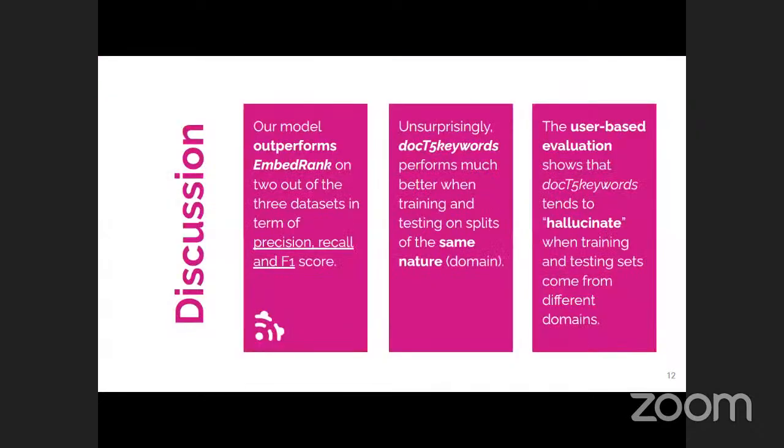Recapping what we have seen in the last slides, we can say that our model performs better in the offline evaluation in 2 of the 3 experiments. We can also see that our model tends to hallucinate when switching between domains, and that our model performs much better when using splits of the same domain for training and testing.